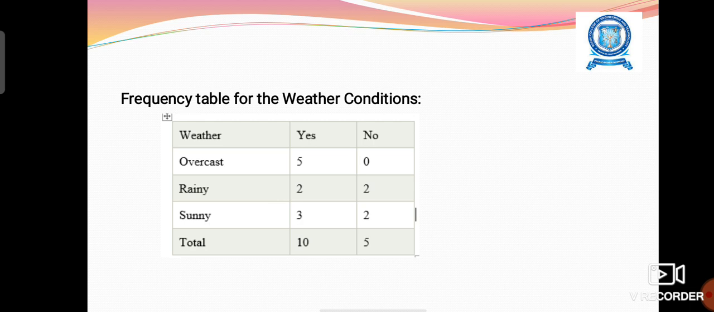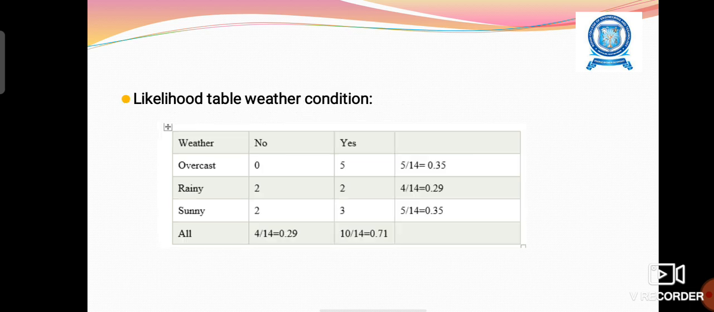For example, rainy has a total of 2 yes values and 2 no values, sunny has 3 yes values and 2 no values. In this way we have to add the total number of yes and no values, and again add all the frequency values. So the total number of yes is 10 and the total number of no is 4, making 14. So we have calculated some probability values vertically and horizontally.